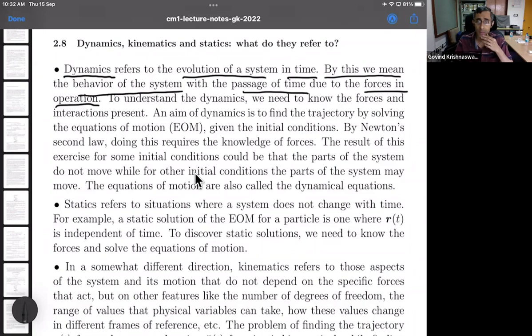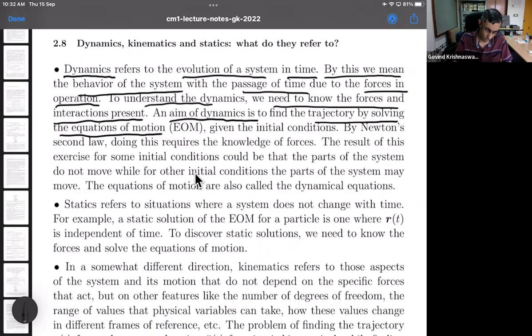What forces are present, they are going to determine the dynamics. To understand the dynamics, we need to know the forces and interactions present. Interaction is another name for force, you could say, some sort of more general term. An aim of dynamics is to find the trajectory by solving the equations of motion. Yeah, so by now we have stated Newton's second law. So our aim is to find the trajectory by solving the equations of motion given initial conditions.